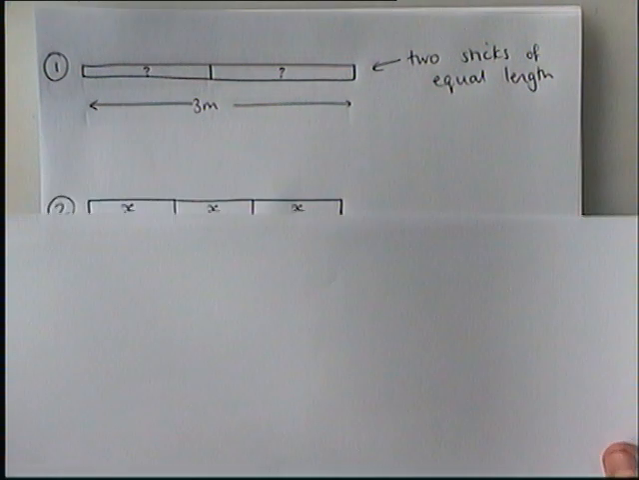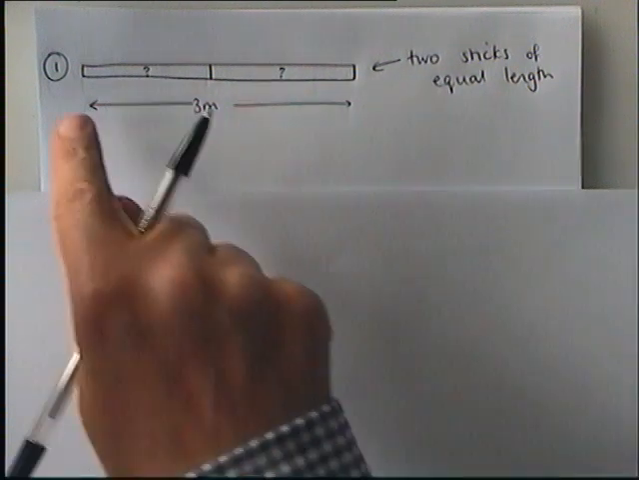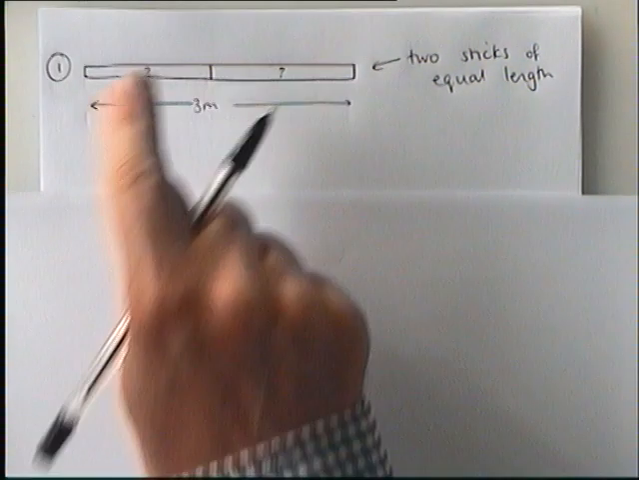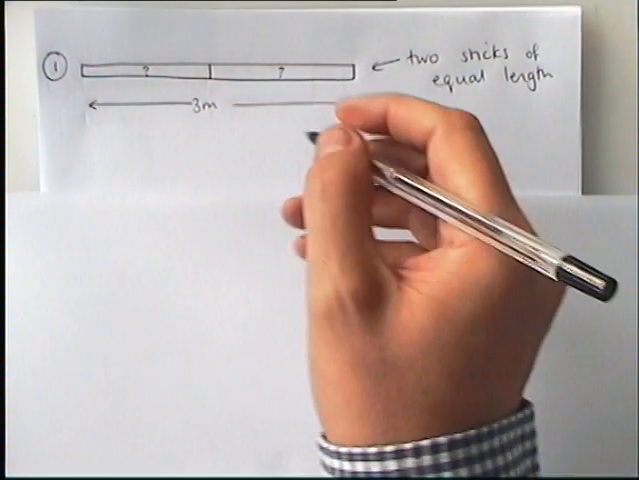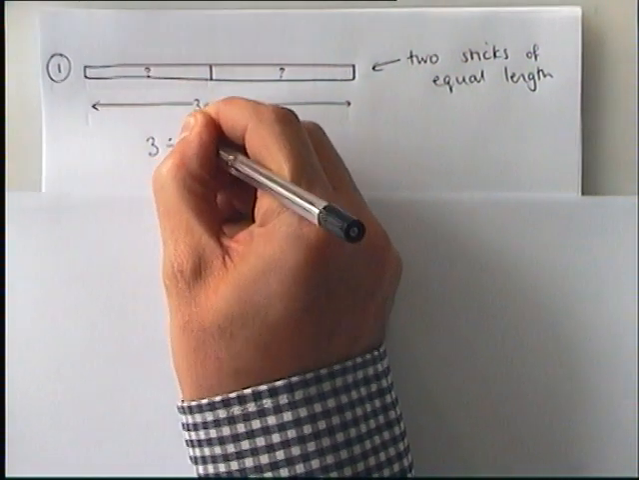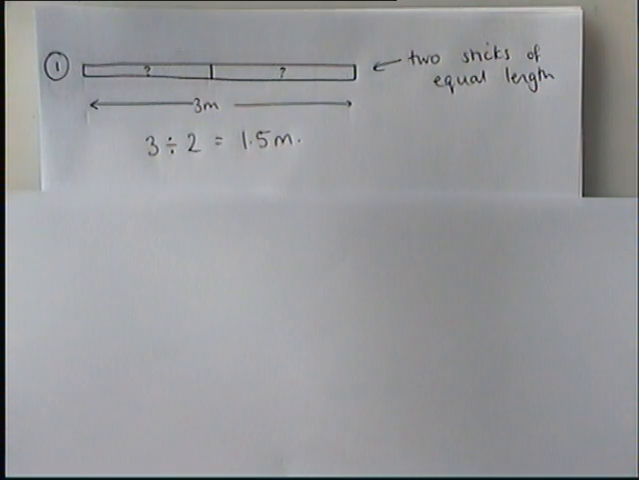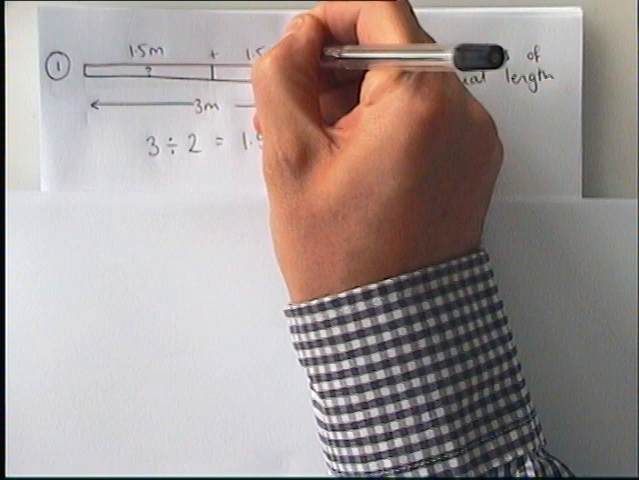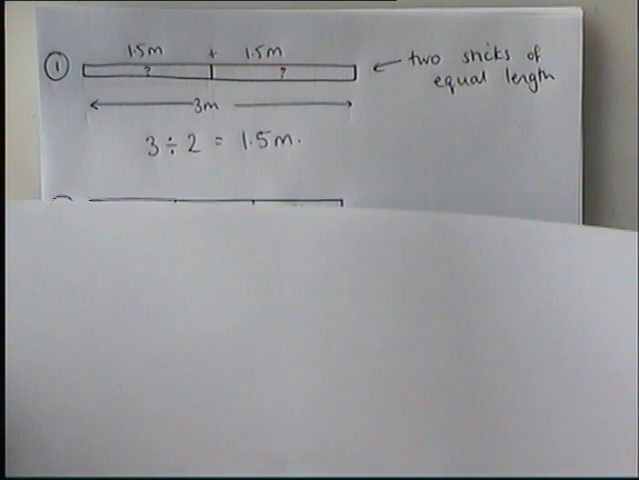Well, one thing that you could do is you could try and measure them, couldn't you? Let's imagine this is a purely maths problem though. We've got this 3 metres as the total and two equally lengthed pieces of wood. The calculation you need to do is 3 divided by 2, 1.5. Let's just check that. If this piece of wood is 1.5 metres and this piece of wood is 1.5 metres, add them together, that does make 3 metres.